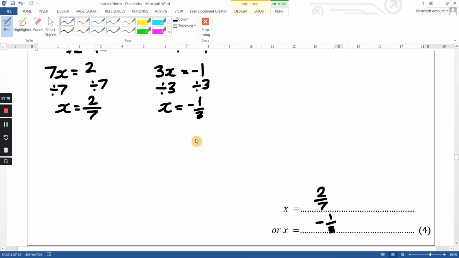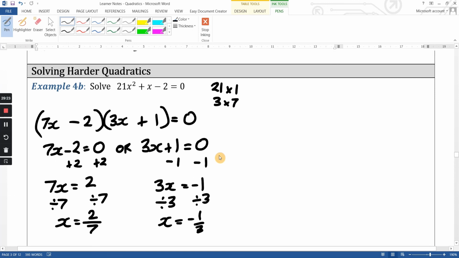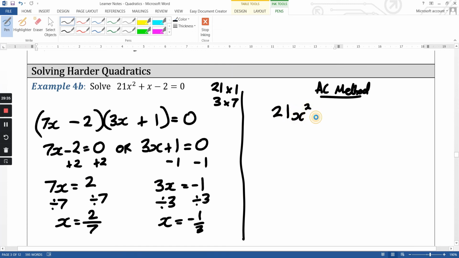Yeah, so that's if you want to go straight into double brackets. If you want to do the AC method, I'm going to do that here. So let's do the AC method. So let me just rewrite it. And now if I multiply 2 times 21, well, it's minus 2 times 21, isn't it? So it's minus 42, and I need positive 1.